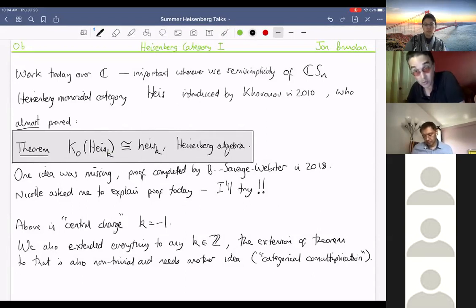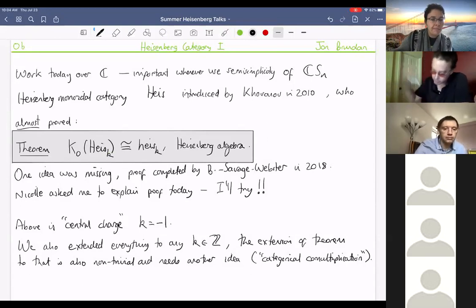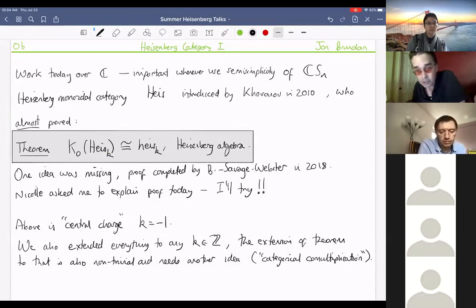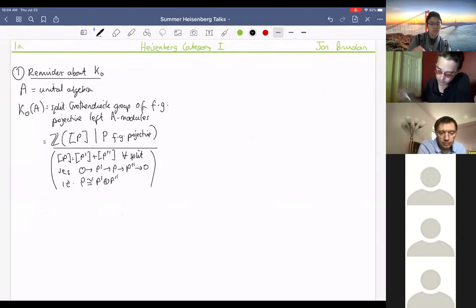Actually, that's quite a significant extension of the theorem. It's much harder to get to general central charge, and it needs a completely different technique as well, which we called categorical co-multiplication. But I might not get there, so that's the way it goes. The original story is, for me, central charge k equals -1, and that's what I'm going to start off by going through. So here we go.